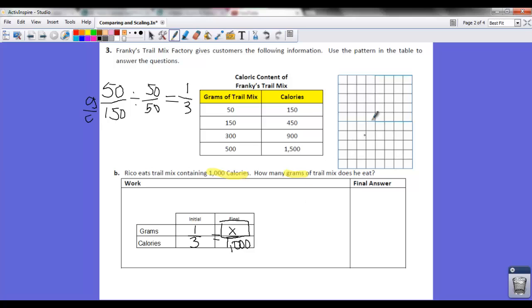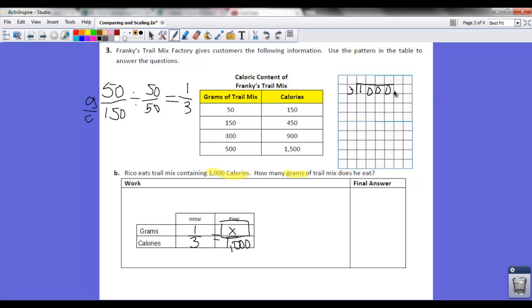Okay, so can I simplify this? Is there a number that I can divide evenly? Is there a number that can go evenly into both 50 and 150? Yes, and it is 50. And we have to remember that whenever we're dividing, if we do it to the top part of the ratio, we have to do it to the bottom so the ratio stays proportional.